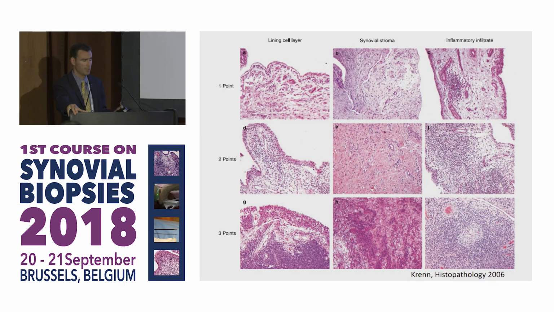This is the example image in the paper, and as you can see on your left, the lining layer is getting progressively larger from top to bottom. In the middle section, the density of the stroma is increasing from top to bottom. And on the extreme right, you see that there's more inflammatory cells populating the synovium from top to bottom.